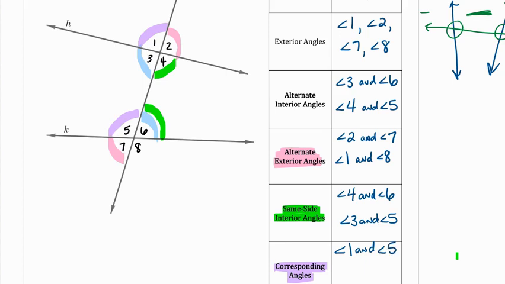And then for this, we don't have just 2 pairs of corresponding, we have 4 pairs, because then I could also do angle 2 and angle 6. Those are both on the top right. I could do angle 3 and angle 7. Those are both on the bottom left. And then angle 4 and angle 8. Those are both on the bottom right. Okay, so there's our 4 types of angles that we're going to talk a lot about as we go through this unit.